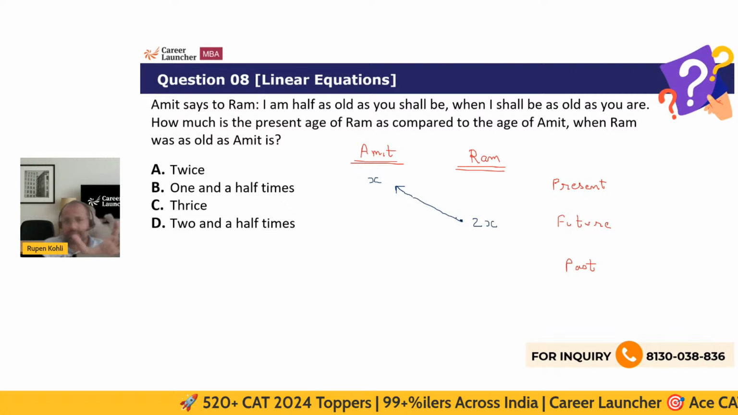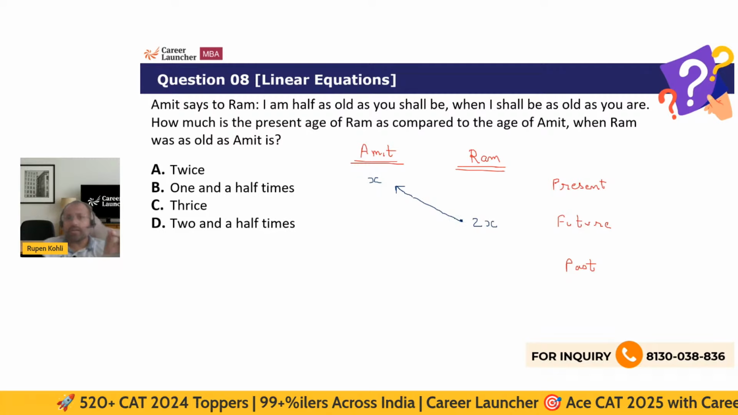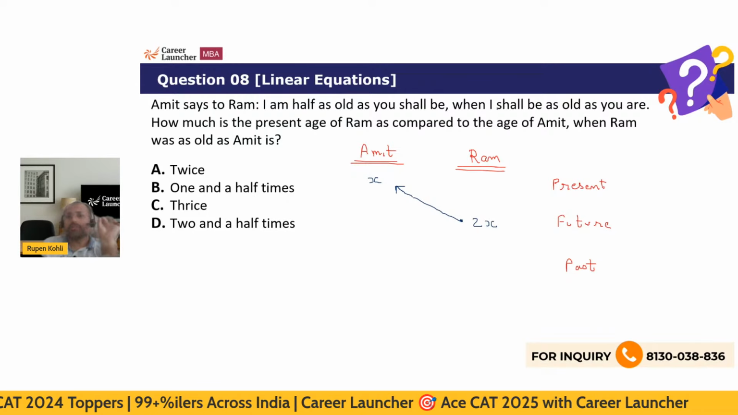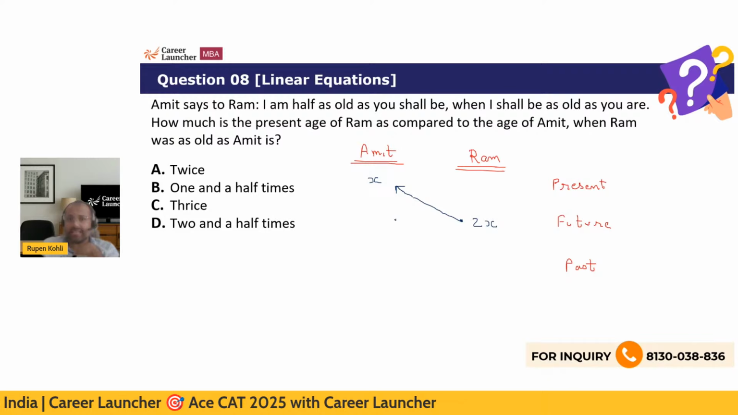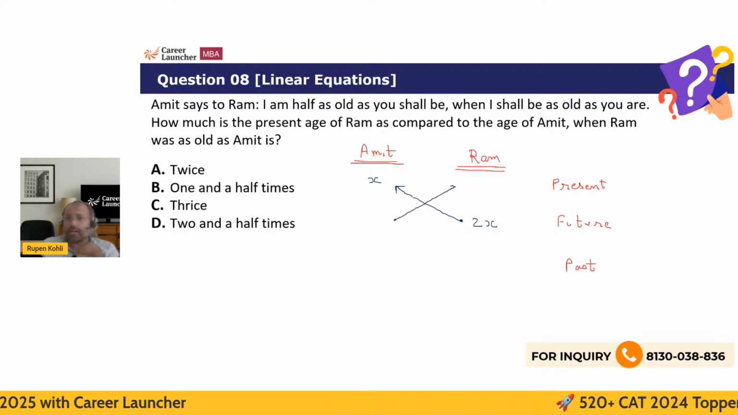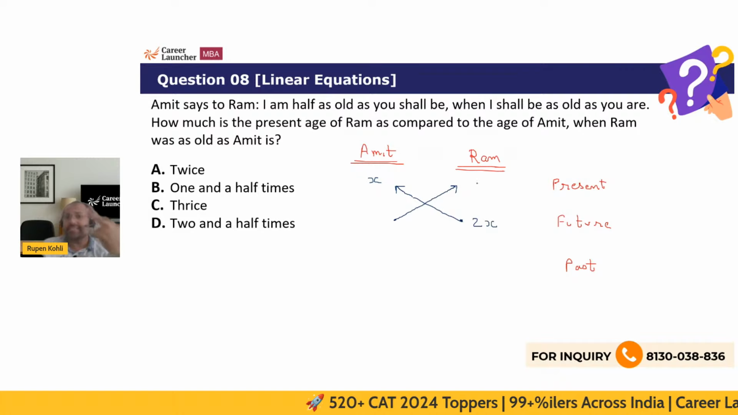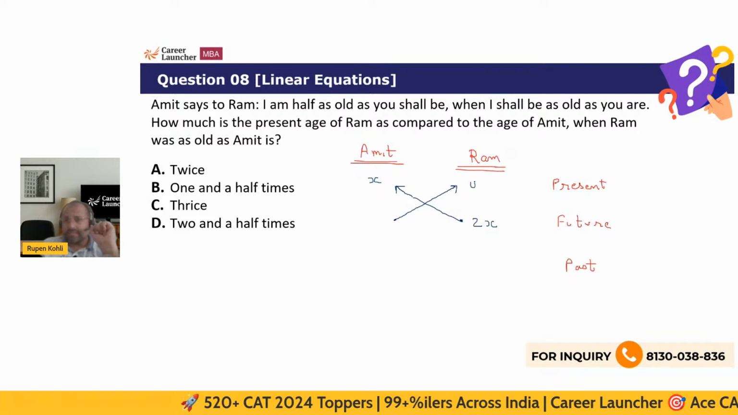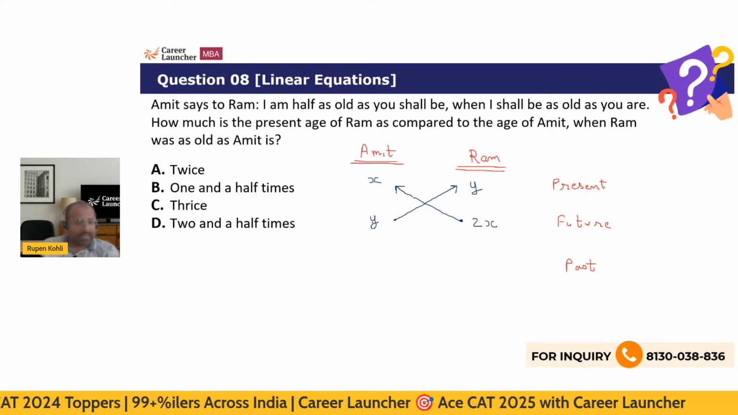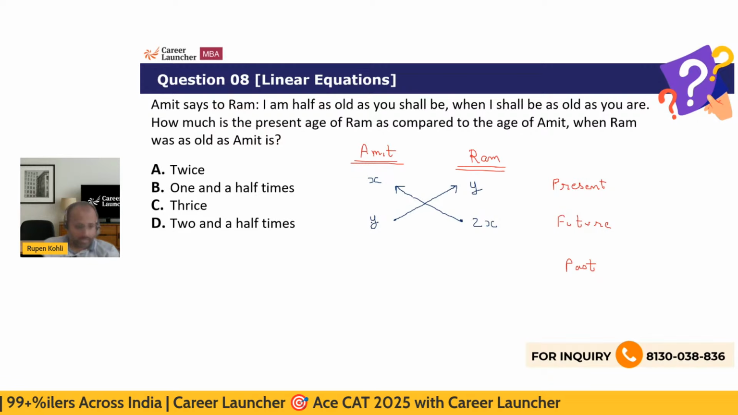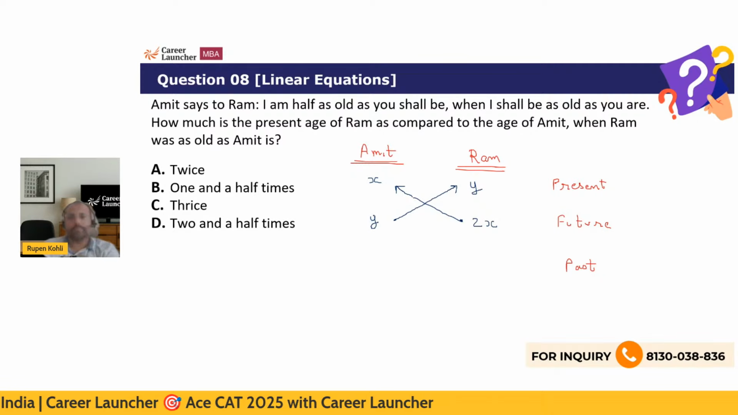First phrase I have captured, comma, when. When I shall be. Now he's saying my future. I shall be, my future, as old as you are, your present. They are equal. As old as means the same as. Means if this is Y, then this is also Y. When I shall be as old as you are. Yes, Prabhakar, that is correct.